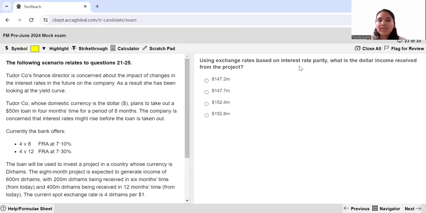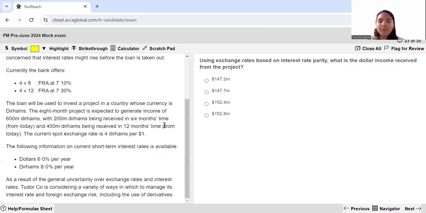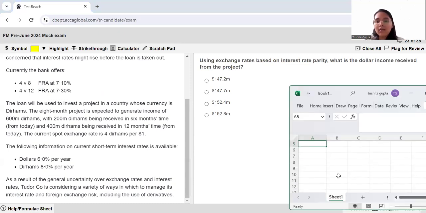Using exchange rates based on interest rate parity, what is the dollar income received from the project? So over here, I will first have to find out the exchange rate, and then I'll have to find out the value of my receipt. This is question number 23. Now, first I need to find out the exchange rate.